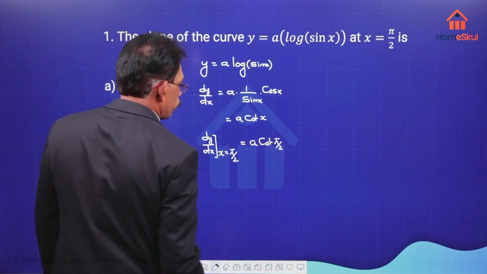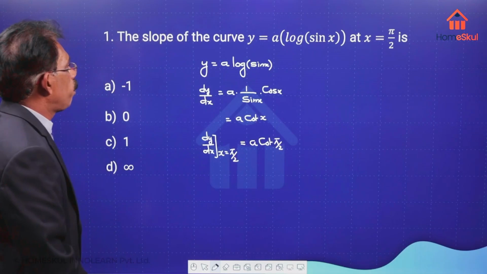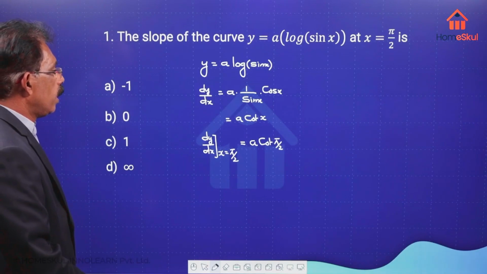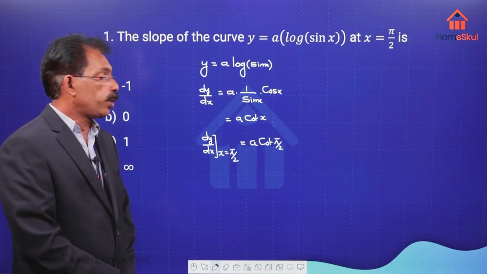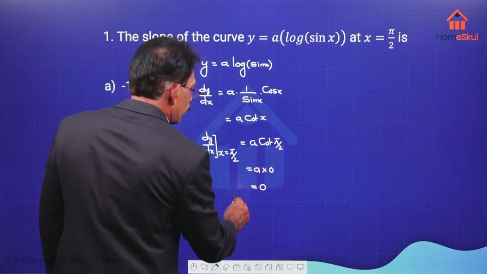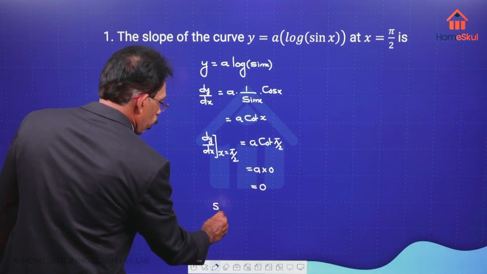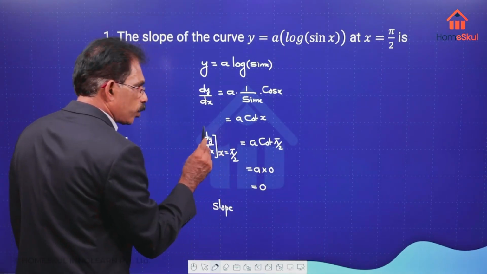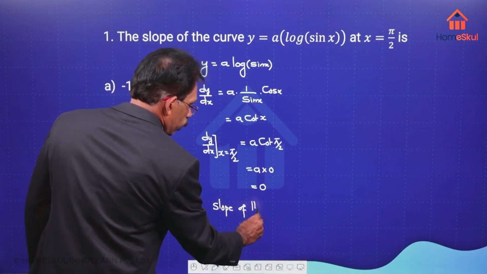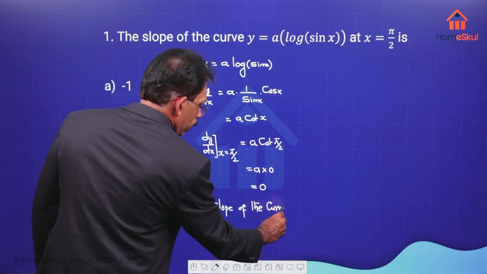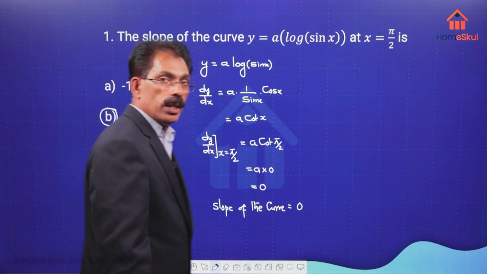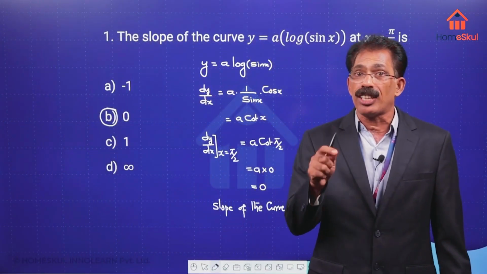Cot pi by 2, how much? Cot pi by 2 is equal to 0. So a into 0 is equal to 0. This is the slope. The slope of the curve is the same as the slope of the tangent at that point. So the slope of the curve is equal to 0. So the correct answer is B. The slope of the curve is the same as the slope of the tangent.